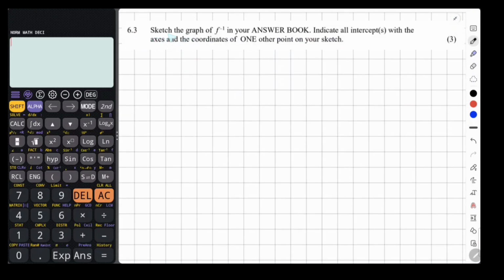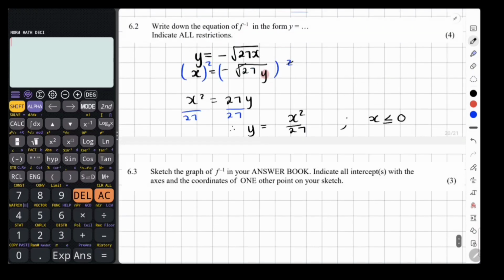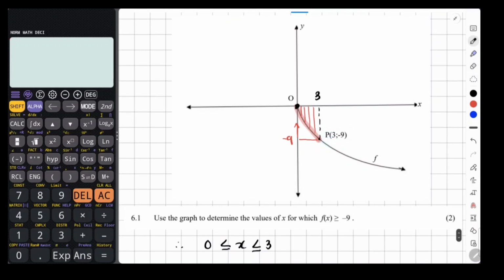So question 6.3 says, sketch the graph of the inverse of f in your answer book. Indicate all intercepts with the axis and the coordinates of one other point on your sketch. Okay, so you have to have intercepts, x and y intercept, but in this case, it's definitely just going to be one intercept. It's just going to be 0 and 0 because that is both the x and the y intercept. And then you also have to include one other point, so possibly the point that they already gave us here. So you don't have to start sketching it using other points. You can just use what we have here.